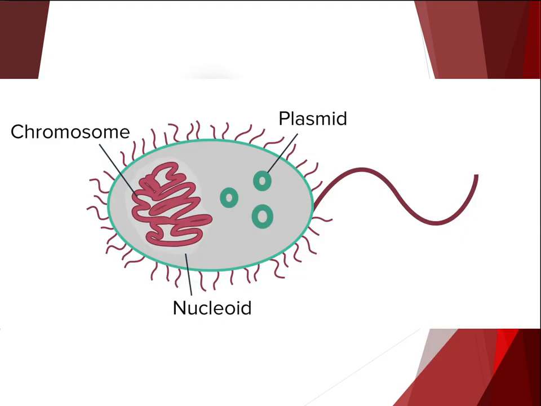In simpler organisms like prokaryotes, which are bacteria and their relatives, DNA is organized differently. Instead of a nucleus, they keep their DNA in a region called the nucleoid. And instead of linear chromosomes, they usually have a single circular chromosome.